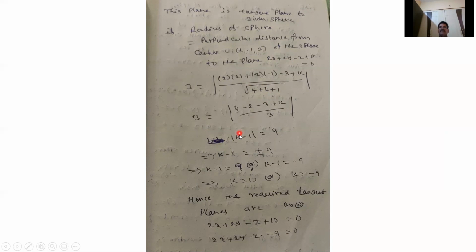So finally we are getting mod of k, 4 minus 5 minus 1, that is mod k minus 1 equal to 9. k minus 1 equal to plus or minus 9. We'll get k minus 1 equal to 9, so k is equal to 10. And k minus 1 equal to minus 9, so k is equal to minus 8. So finally we get the answers 2x plus 2y minus z plus 10 equal to 0, and 2x plus 2y minus z minus 8 equal to 0.